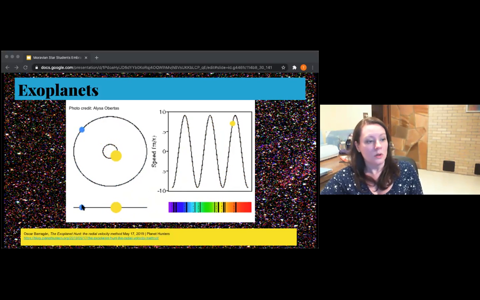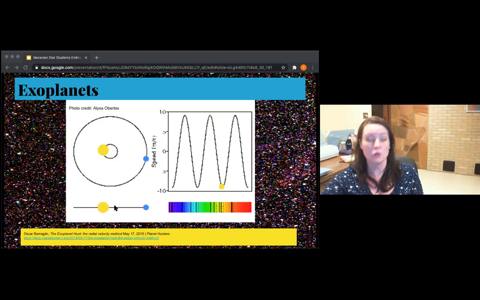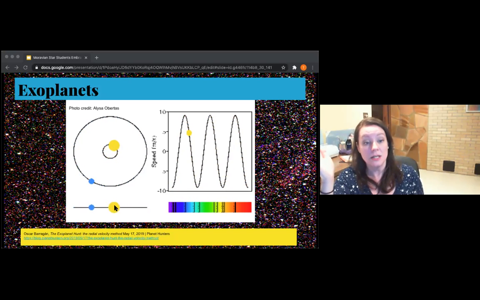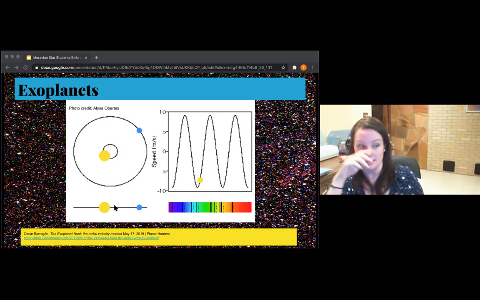So one thing that you should know is that you're not always going to be able to see a change in the light curve because of an exoplanet. If the planet is really tiny, it's not going to block, or really far away, it's not going to block enough light from the star for you to actually be able to detect the dip. But there's other ways that we can figure out that there's an exoplanet in this system.